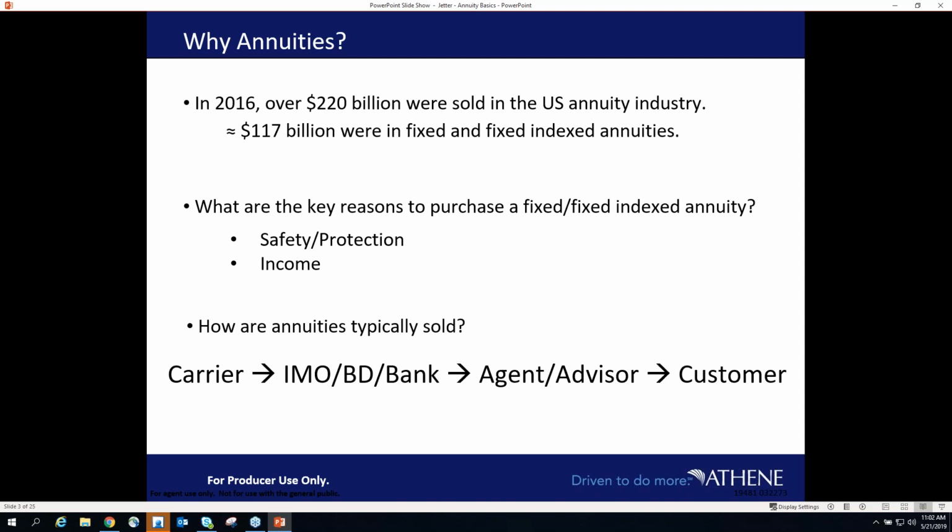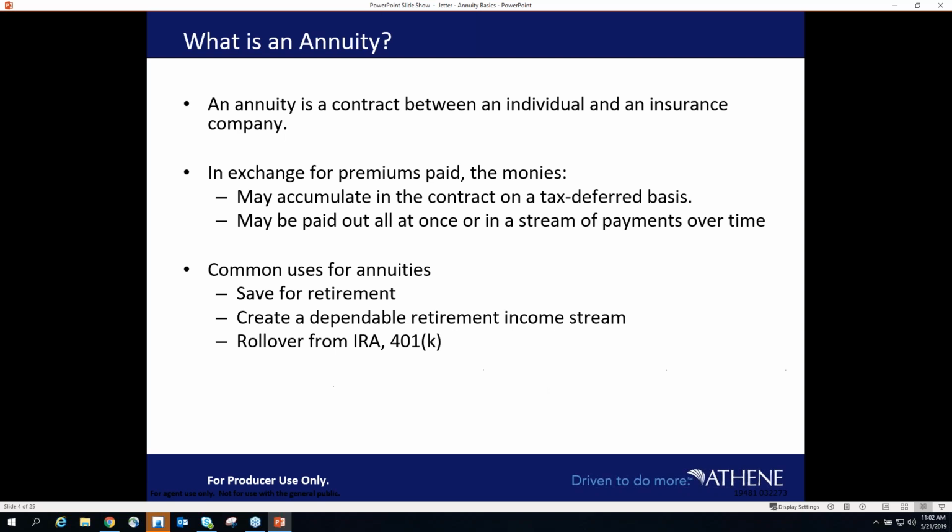So annuities are typically sold from the carrier through an independent marketing organization like Art Jetter & Company, through a broker dealer or a bank, to the agent or advisor, and then to the customer. So what is an annuity? An annuity is a contract between an individual and an insurance company. In exchange for the premiums paid, the monies may accumulate in the contract on a tax-deferred basis. They may be paid out all at once or in a stream of payments over time.